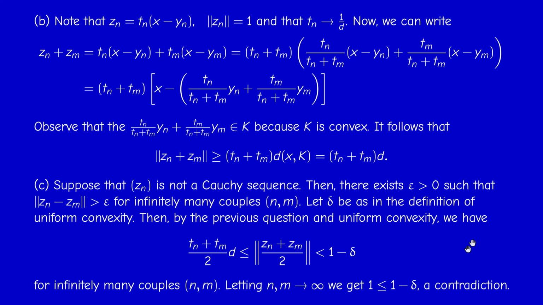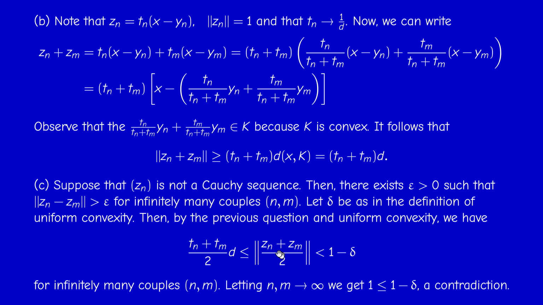And so when we let n and m tend to infinity, what happens? Tn converges to 1 over d, and Tm converges to 1 over d. Therefore, Tn plus Tm, as n and m get bigger and bigger, converge to 2 over d. So we get 2 over d over 2 times d, which is 1. Therefore, this converges to 1. And so, therefore, at the limit, we get 1 is less than or equal to 1 minus delta.